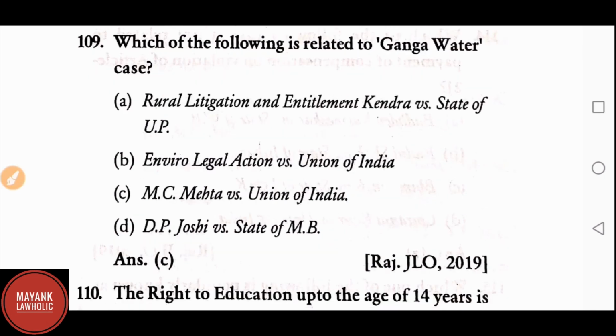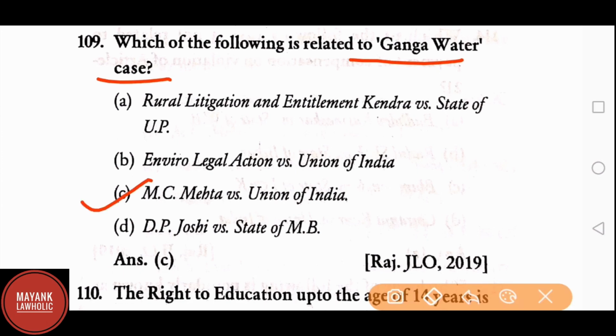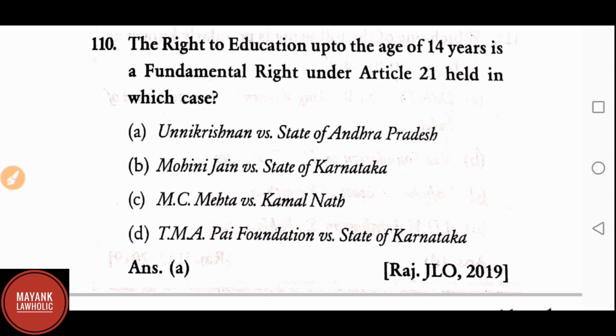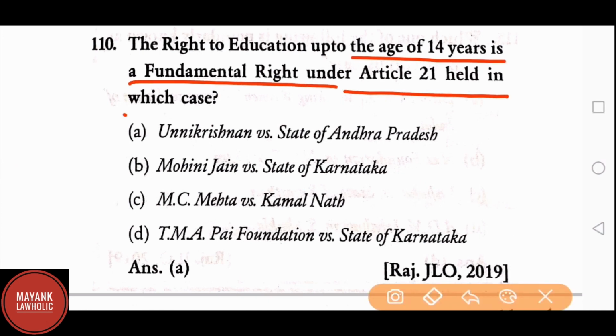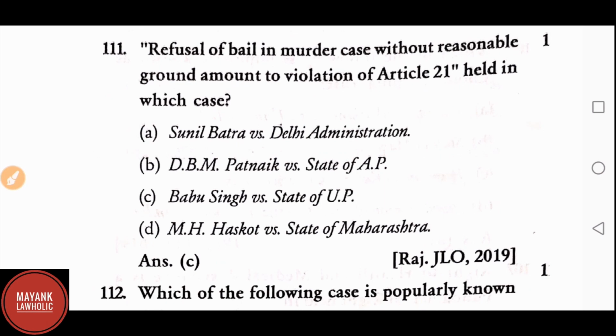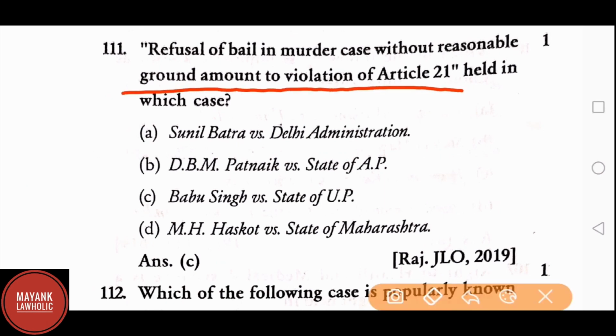Which of the following is related to Ganga water case? The answer is C. MC Mehta versus Union of India. The right to education up to the age of 14 years is a fundamental right under Article 21 was held in the case of A. Unnikrishnan versus State of Andhra Pradesh. Refusal of bail in murder case without reasonable ground amounts to violation of Article 21 was held in the case of Babu Singh versus State of UP.